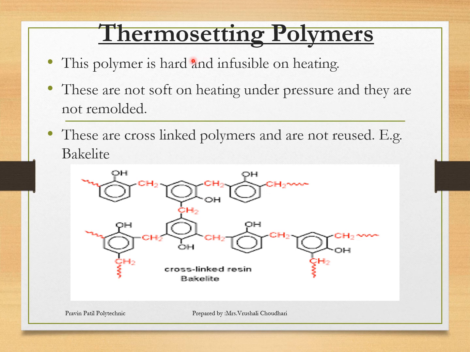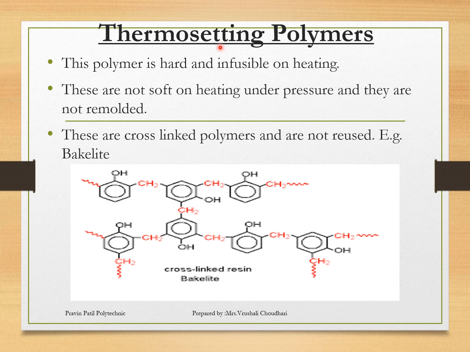Thermosetting polymers. These polymers are hard and infusible on heating. What is the meaning of infusible on heating? As the temperature increases, this plastic will not become soft under the temperature or the pressure. So it becomes a set polymer. Constant shape and size is present, so it is called thermosetting. Even if the temperature increases, the plastic will remain set. That is called thermosetting.